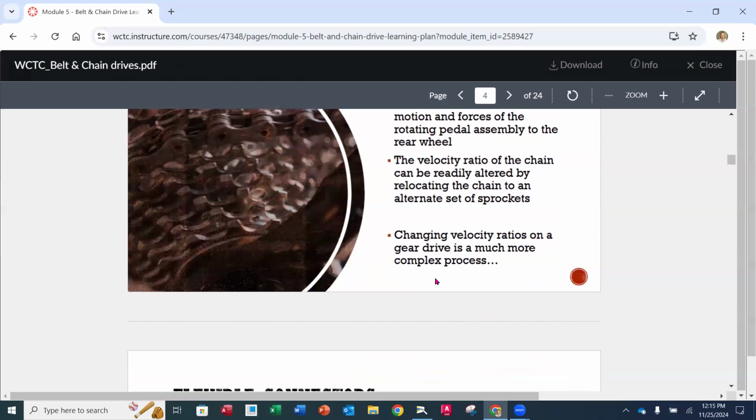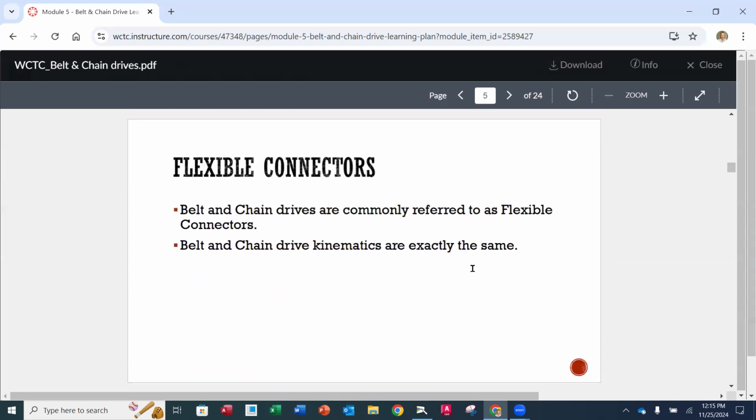Changing velocity ratios on a gear drive is a much more complex process. If we wanted to change, for instance, a gear drive like we talked about in our previous module, we would literally have to take out physical gears and then put back in different gears. So it's not as easy a process as it is for a chain drive.